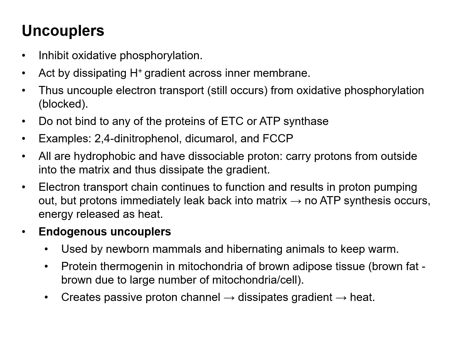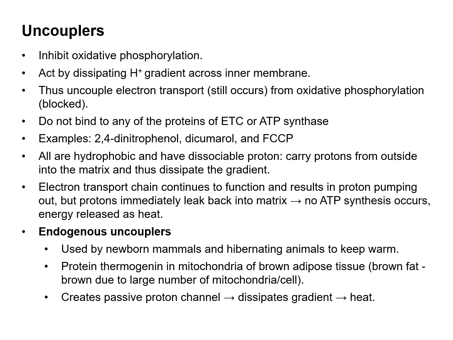An example is the protein thermogenin in mitochondria of brown adipose tissue. They are brown fat cells because they have that particular brown pigmentation due to a large number of mitochondria per cell. And these uncouplers create passive proton channels in the inner mitochondrial membrane, which again dissipates the proton gradient. So a lot of energy generated from the electron transport chain will be converted to heat.